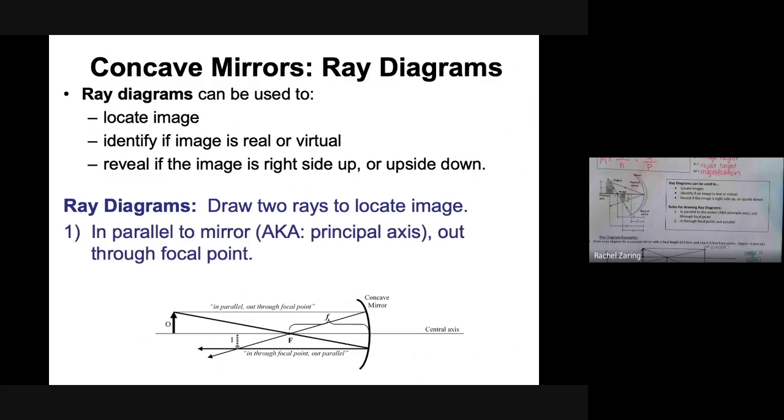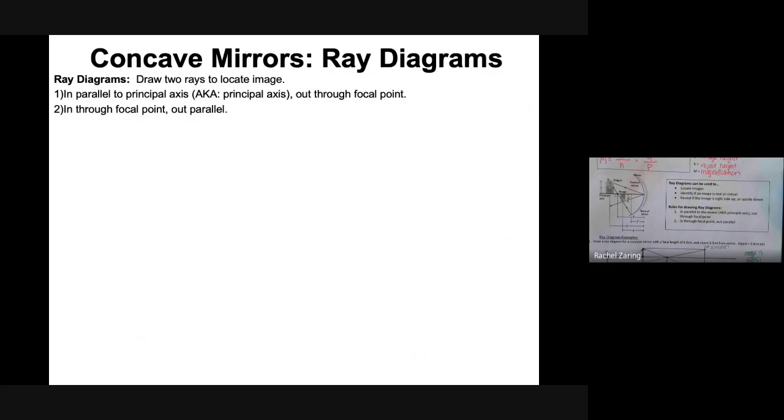There are some generic rules that I've written on your sheet right here, where you're just going to follow this pattern for all of the rays that you draw. The first ray that you draw is always going to be in from the object parallel to the mirror and then out through the focal point. The second ray that you draw is then going backwards in through the focal point and then back out parallel. These rules, you'll hear them over and over again, and they'll make a little bit more sense once you get to do some practice on your own. So I have these rules posted up here.